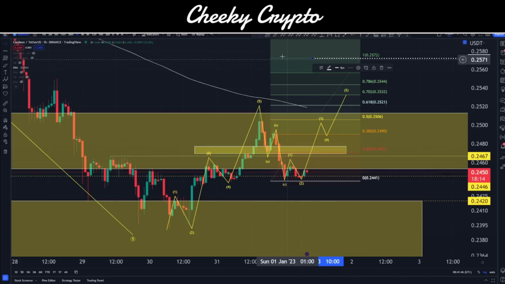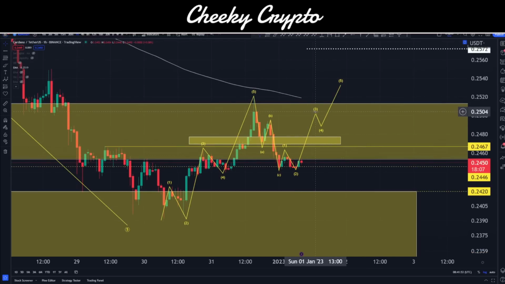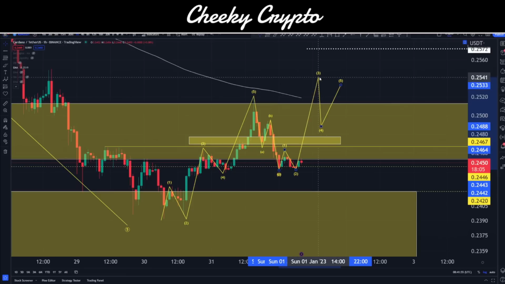In this case, it would be 25.72 cent. Usually these things go to 1-to-1. However, that's not always the case, so we'll keep a close eye on it. We might end up with a really big wave 3 or another really big wave 5.